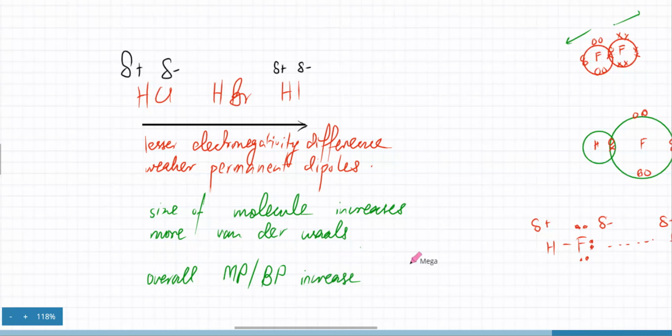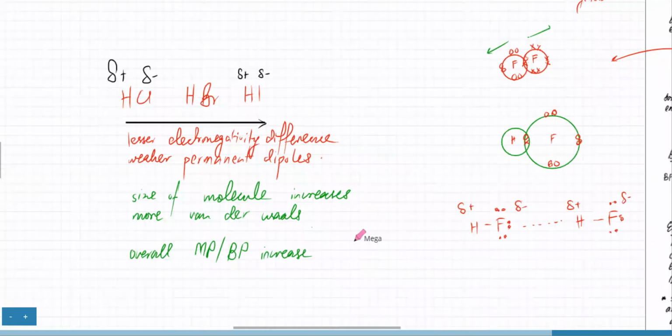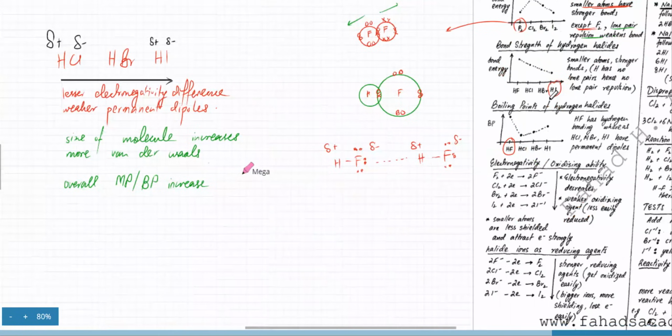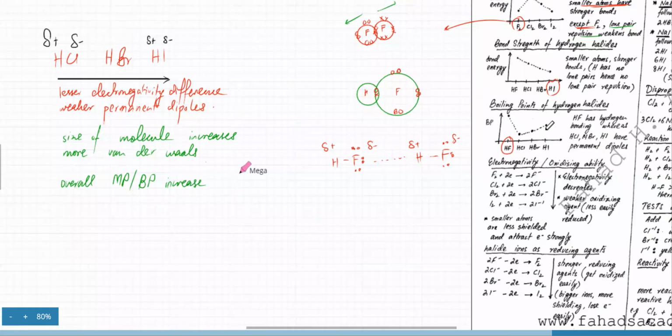So this is what you're going to explain. You're going to be asked that even though the permanent dipole strength is decreasing, still the melting and boiling points are increasing, and the reason is that the permanent dipoles are definitely decreasing. And why is that? Because there's less electronegativity difference. But the size of the molecule increases and you have more and more van der Waals forces, temporary dipoles, induced dipoles. So hence the overall effect is that the melting and boiling points increase.